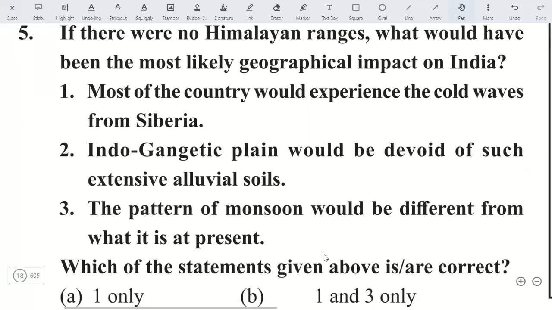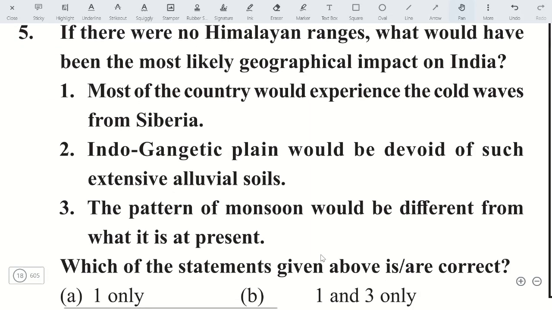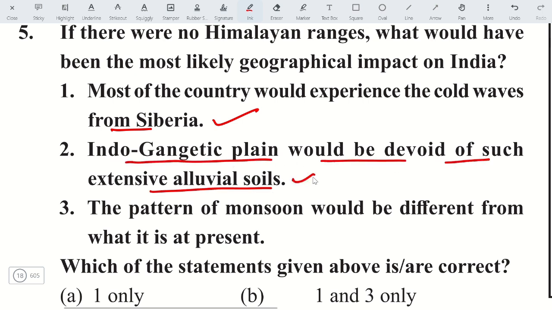Next question. If there were no Himalaya range, what would have been the most likely geographical impact on India? Let's see the impact. Most of the country would experience cold waves from Siberia. This is right. The Indo-Gangetic plain would be devoid of such extensive alluvial soil. Yes, because there would be no rivers if there were no Himalaya. Then no deposition of alluvial soil. Let's move on to the next point.